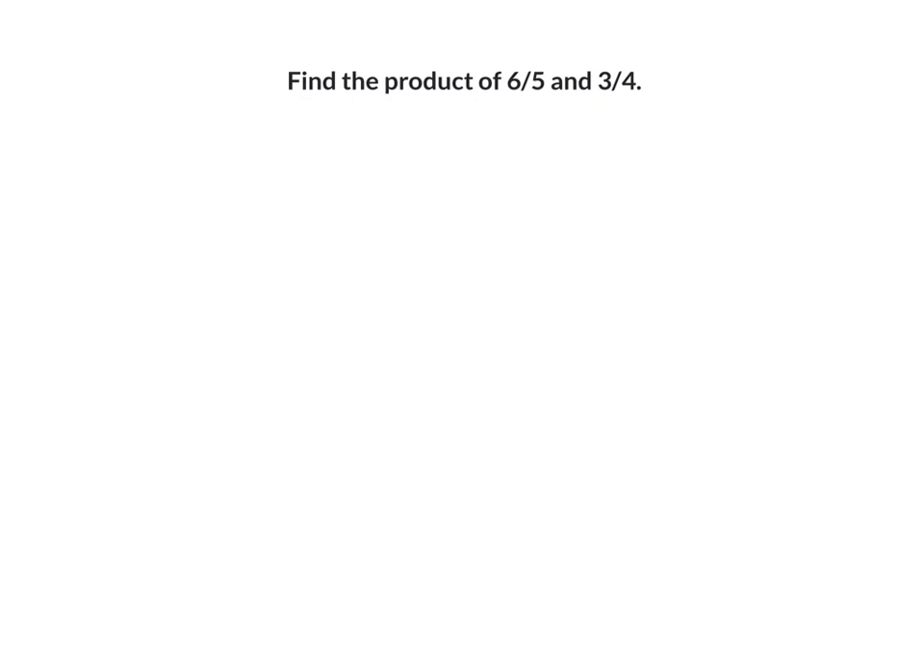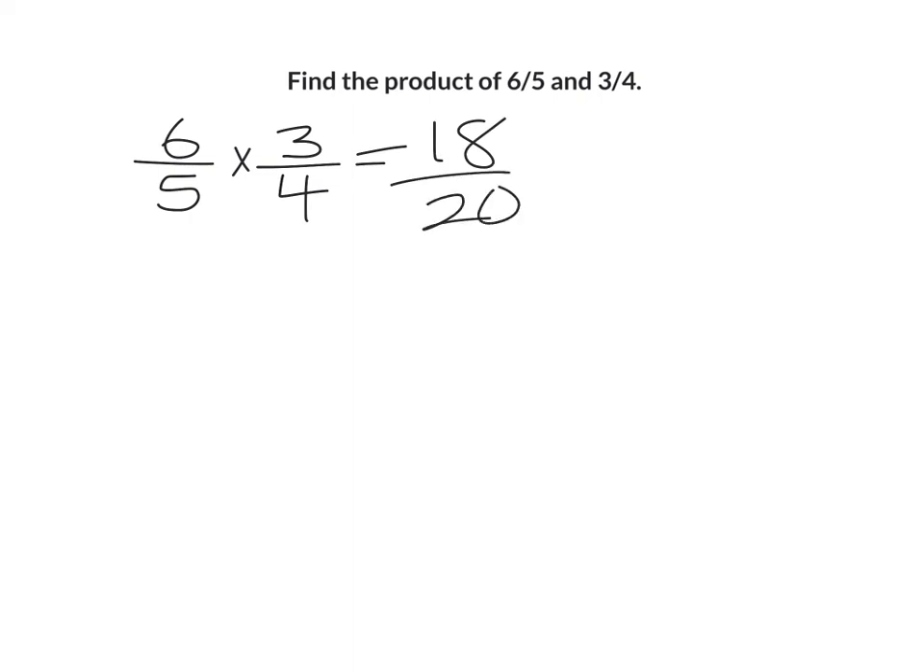So we know there's lots of different ways that we can multiply. We can reduce before we multiply, or we can reduce after we multiply. Let's take a look. So since we have 6/5 times 3/4, if we were just going to do straight multiplication, we would do 6 times 3, which is 18, and 5 times 4, which is 20, which is 18 20ths. That's what we got before, and we know that it simplifies to 9/10.